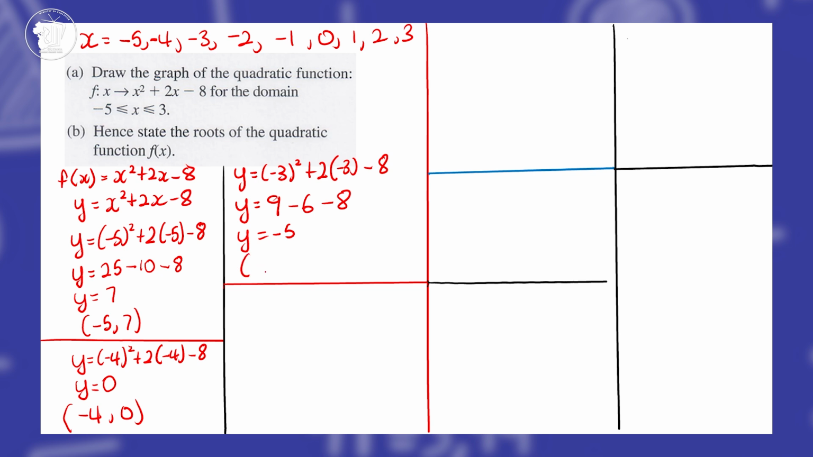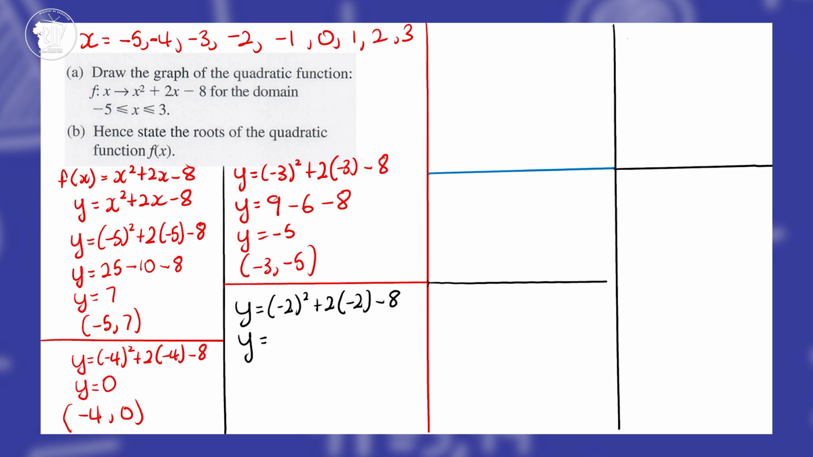So our coordinates here would be x, which is negative 3, negative 5. So let's use another color for the next one that we want to move on to. So let's use black. So we already finished with negative 3. Now let's move on to negative 2. So y will be equal to, instead of negative x squared, we'll have negative 2 squared plus 2 times, instead of 2 times x, we'll say 2 times negative 2 minus 8.